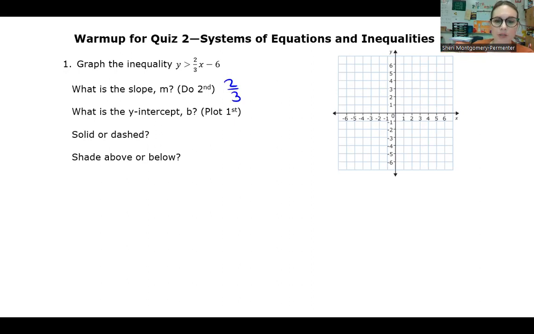And it also tells you, we're going to do this part first. What is the y-intercept? -6, very good. Is this going to be a solid or a dashed line? Dashed. And then is it going to be shaded above or below? The way that we figure that out is we read from the y, and the y goes into the alligator mouth. That means it's greater. So you would shade above.